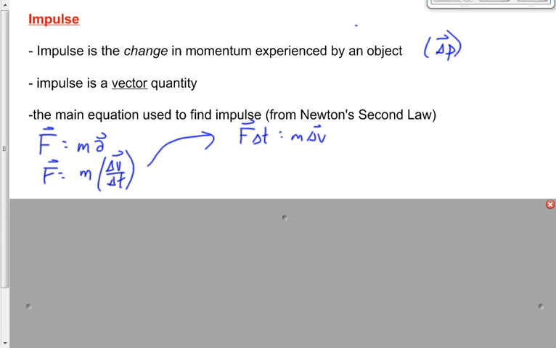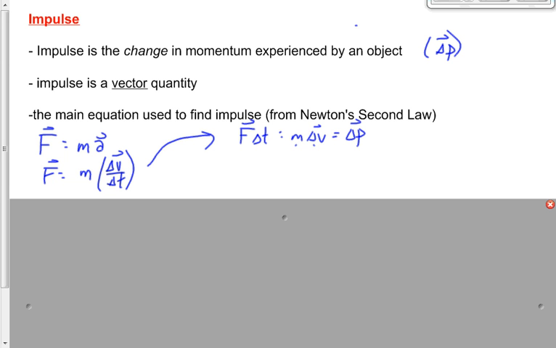Let me ask you this question. What's m times v equal to? Well, momentum. Good. m times v is equal to momentum. All right. If m times v is momentum, then what would m times change in v, delta v, be equal to? If mv is momentum, then m delta v would be change in momentum. That was the definition for what? Impulse. So what we're saying here is that F times delta t equals m times delta v equals impulse.